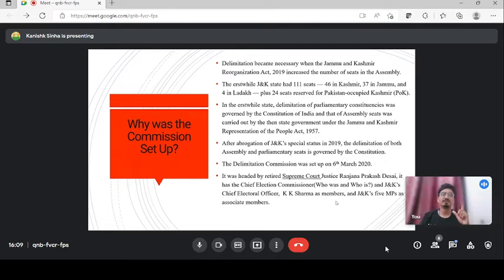The important thing you have to remember is the three members: Ranjana Prakash Desai, who is the retired Supreme Court judge; the Chief Election Commissioner, at that time Sushil Chandra, and at present Rajiv Kumar; and then the Jammu Kashmir Chief Electoral Officer, KK Sharma. So this was the composition of the commission, which was set up on 6th of March 2020 to increase the number of seats in the union territory, because as of now Jammu Kashmir is a union territory. Next slide.